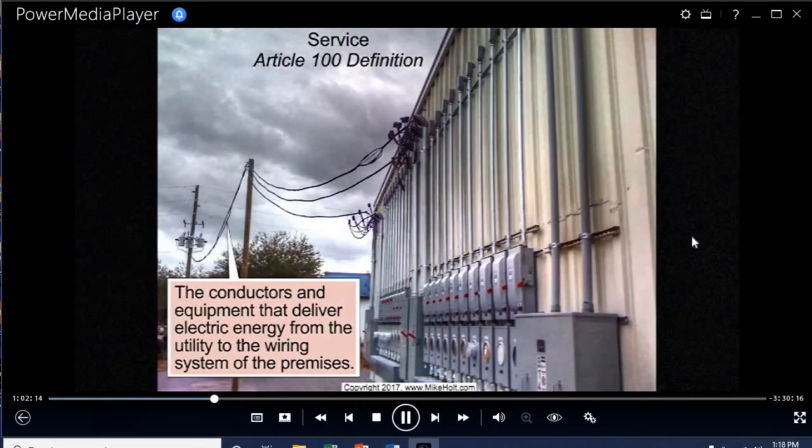So we have to know what the service is, and let's read that definition of what a service is. The conductors and equipment that deliver electric energy from the utility to the wiring system of the premises, only from the electric utility. So generators will only be feeders, secondary transformers will only be feeders, and services come from the electric utility only. Very important point.